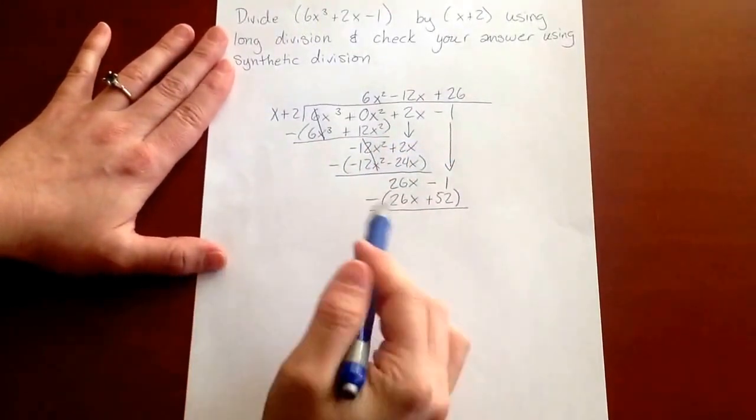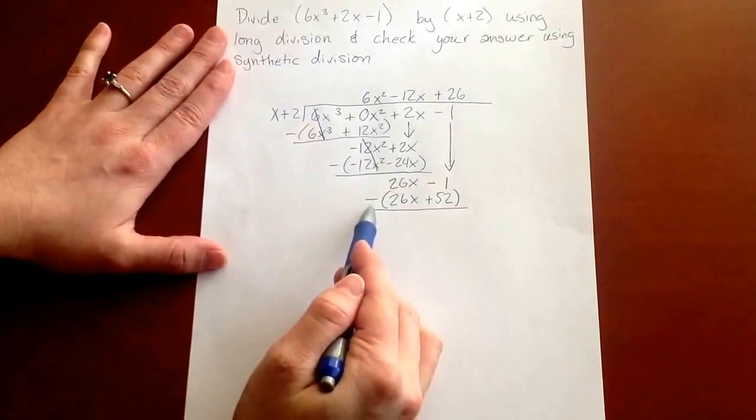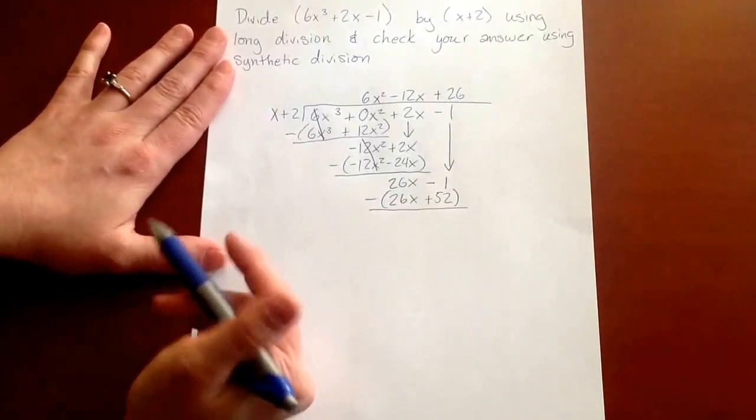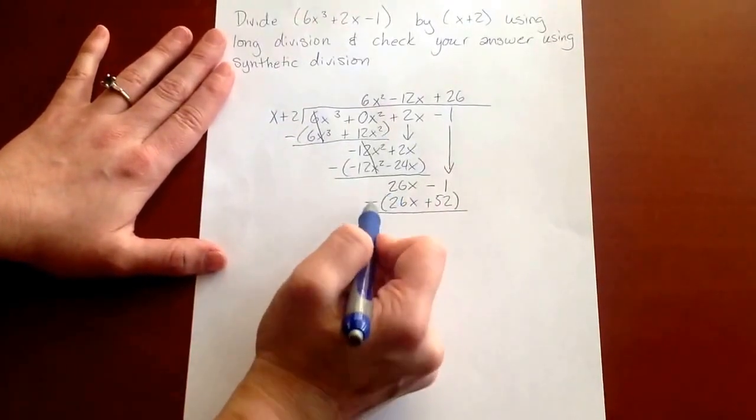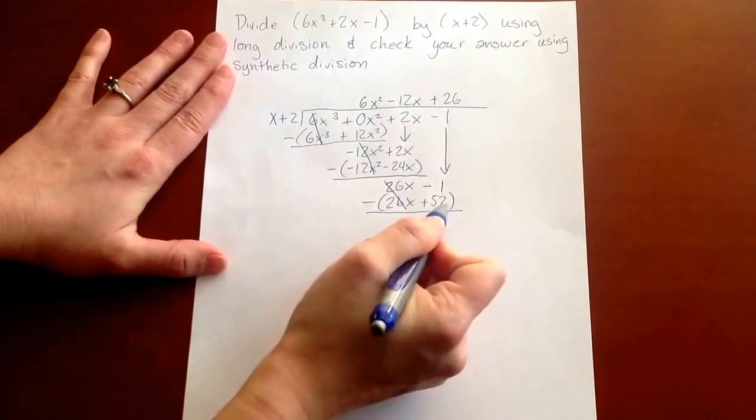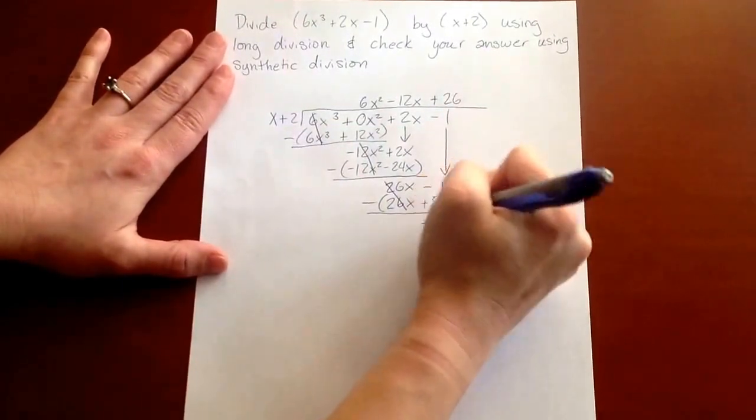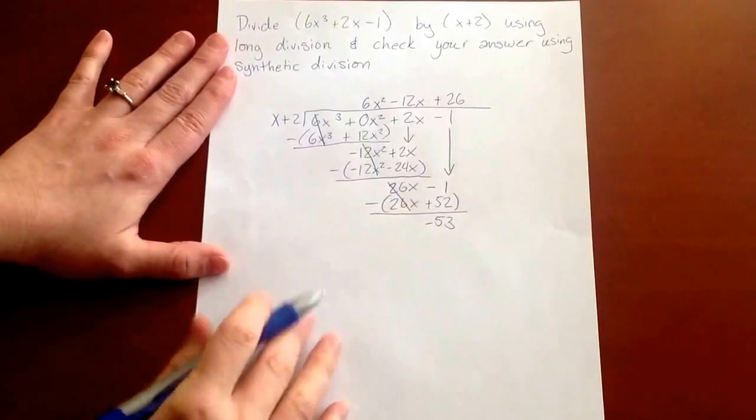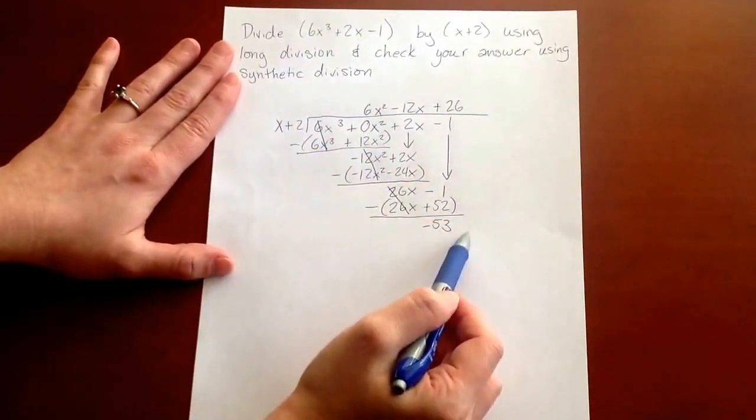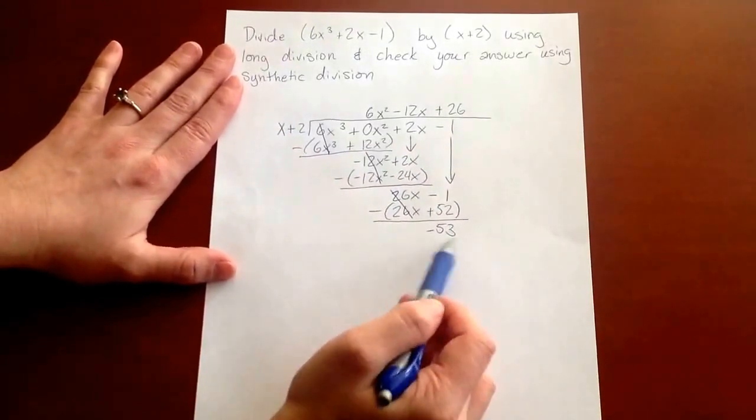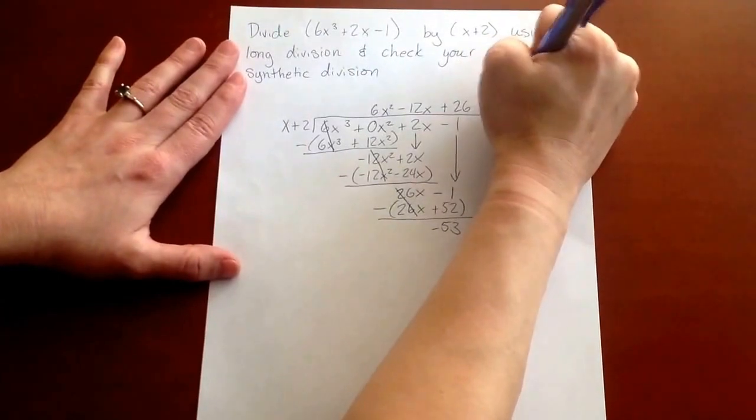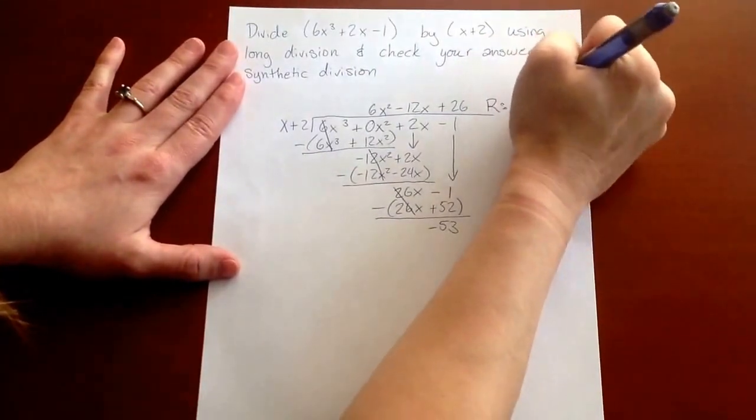At this point, if you want to switch the signs, this would become a plus. This would be negative 26 and negative 52. 26x minus 26x is gone. Negative 1 minus 52 is negative 53. And this is what we're left with. We have no more terms to bring down, so we can't do any more binomials, and this is our remainder. So this is remainder negative 53.